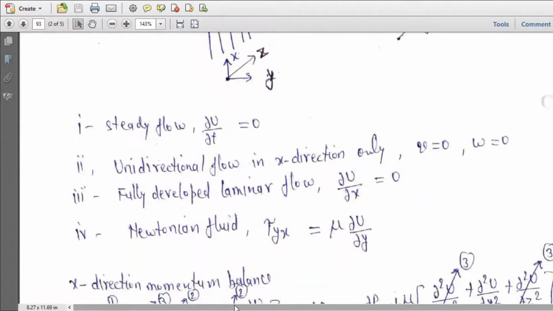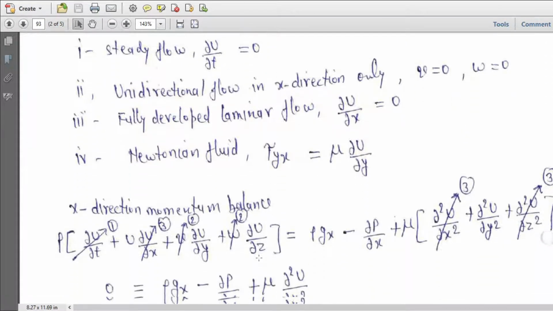So at steady state, the del U upon del t term is 0, and it is steady unidirectional flow in the X direction only. So V and W are 0. Fully developed flow in the X direction, so del U upon del X term is 0. For Newtonian flow, tau yx equals mu del U upon del Y.